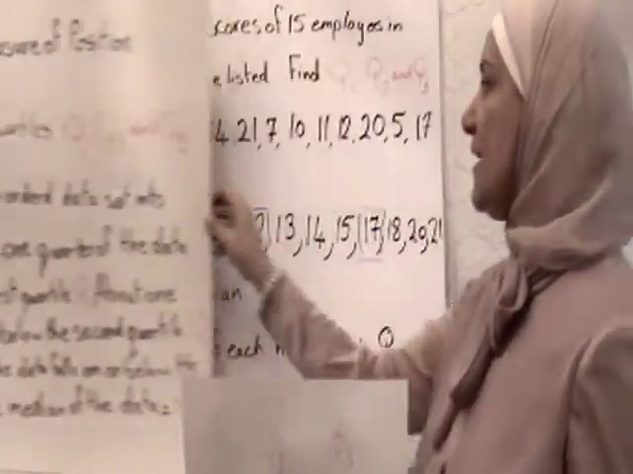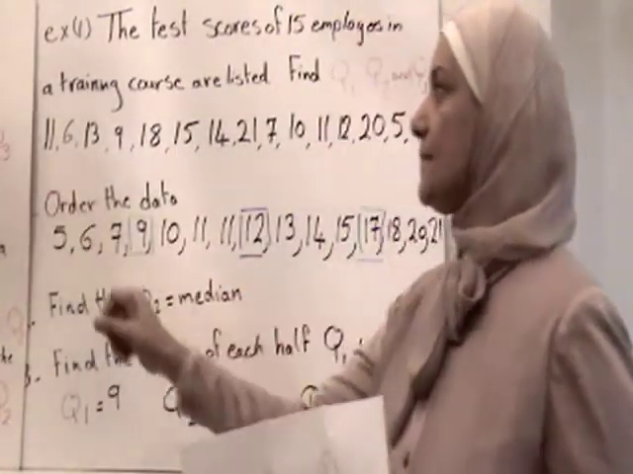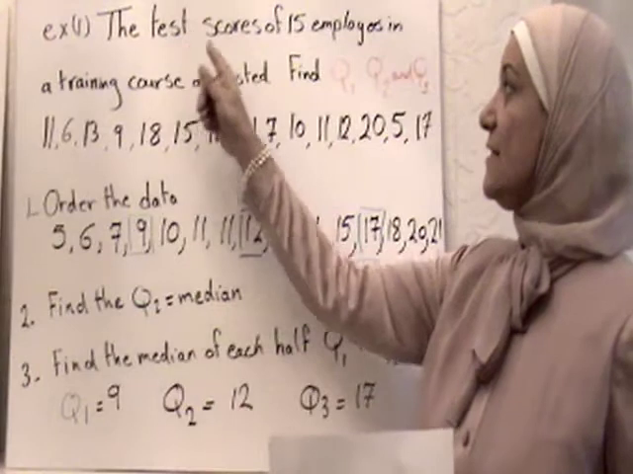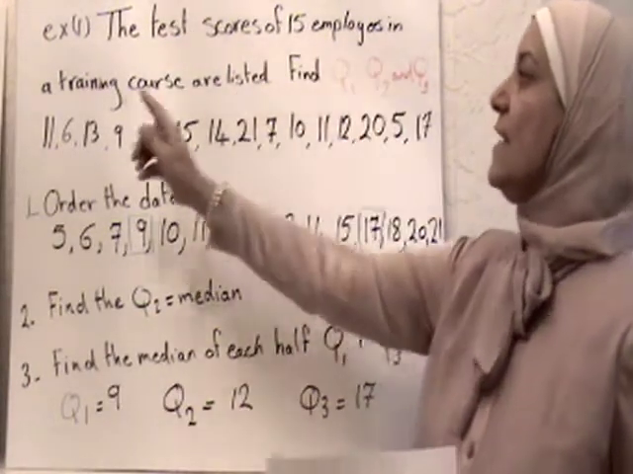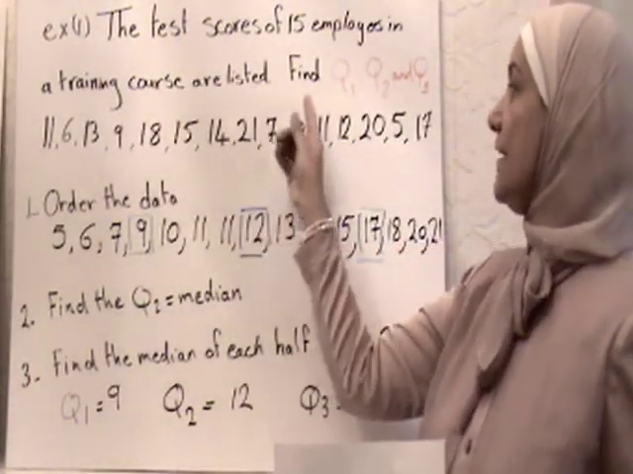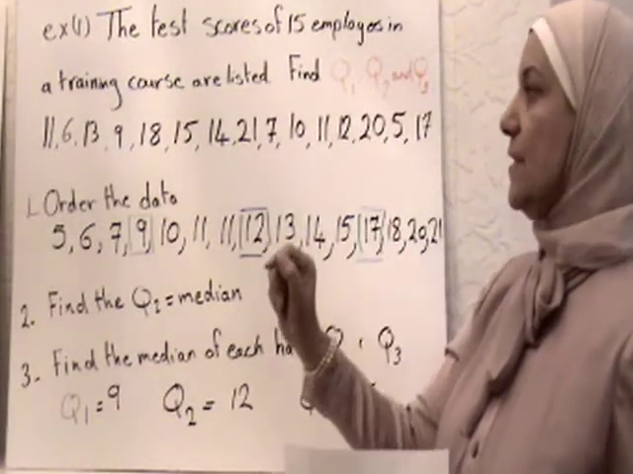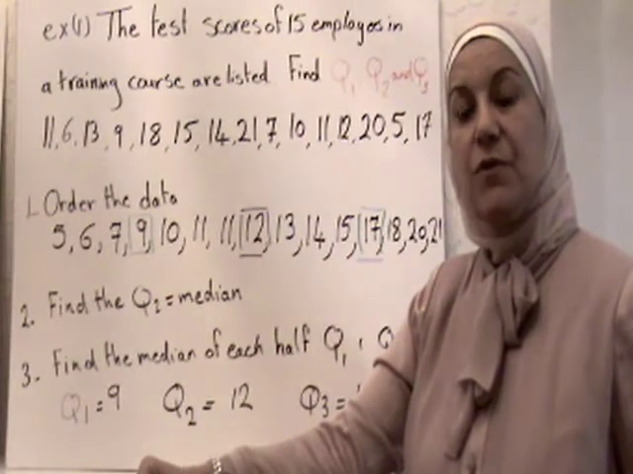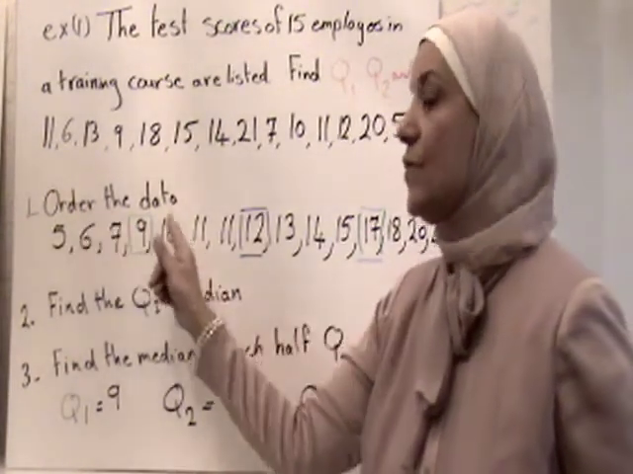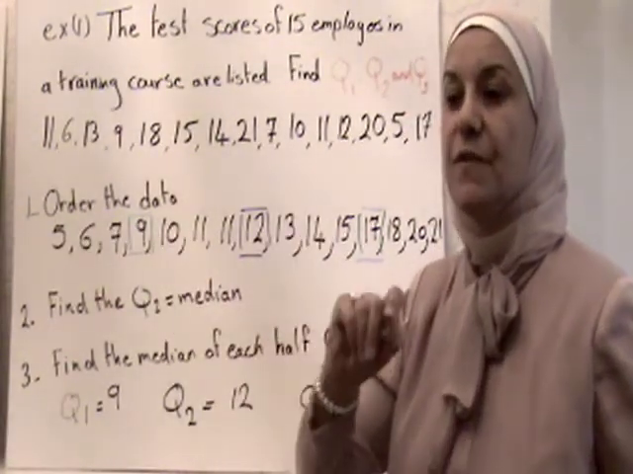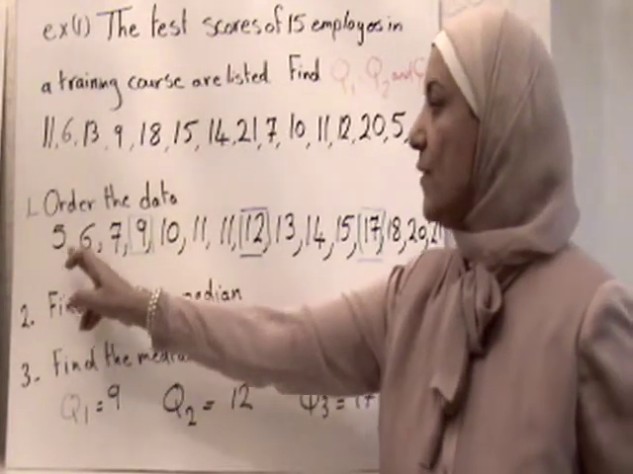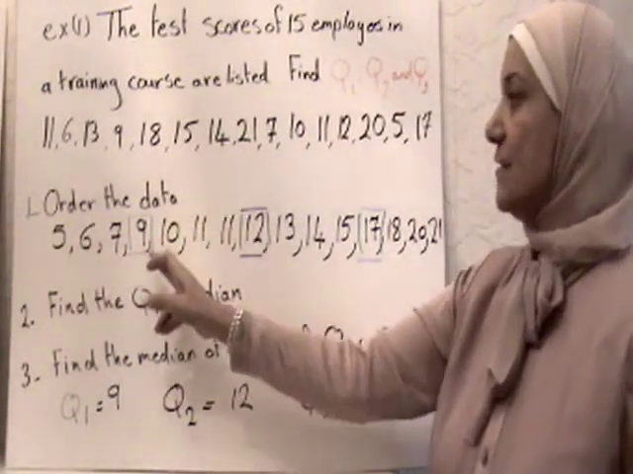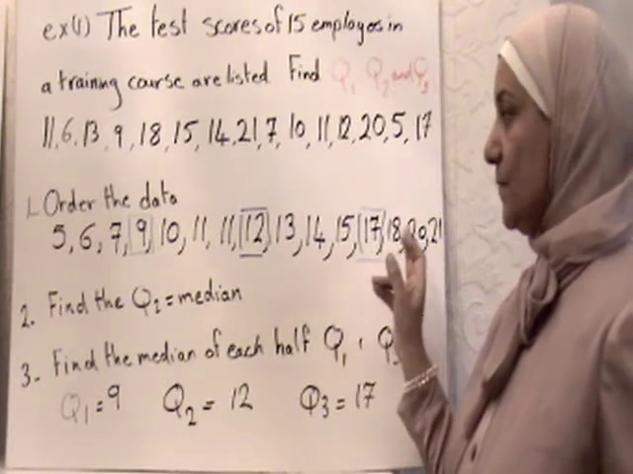Next, let me take an example for this. Example 1. The test scores of 15 employees in a training course are listed. Find Q1, Q2, and Q3. Those are my entries. What is the first thing I'm going to do? I'm going to put them in order, because we said it's an ordered system. So I'm going to have the data put in order.